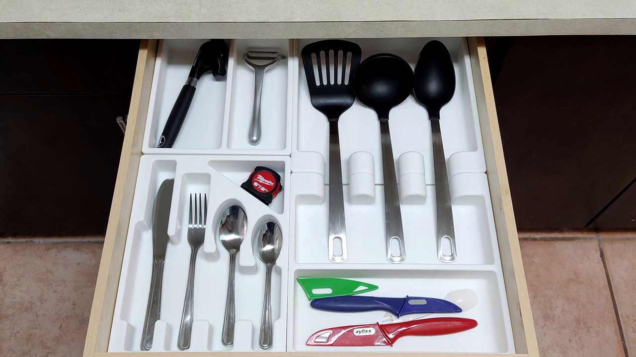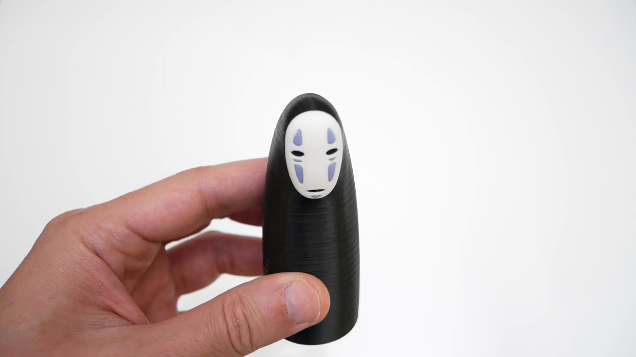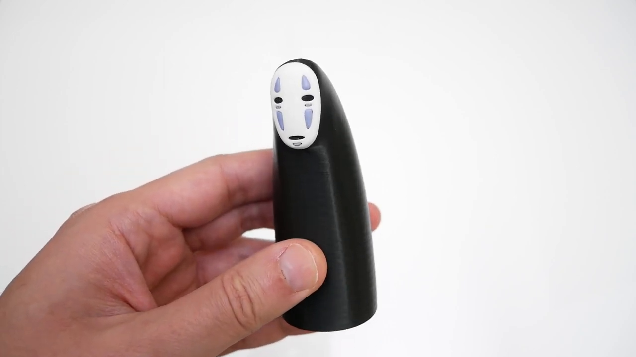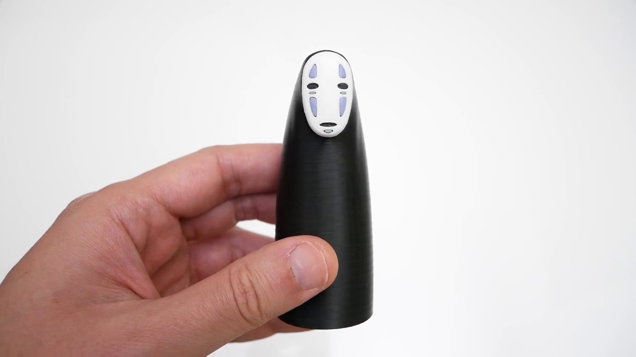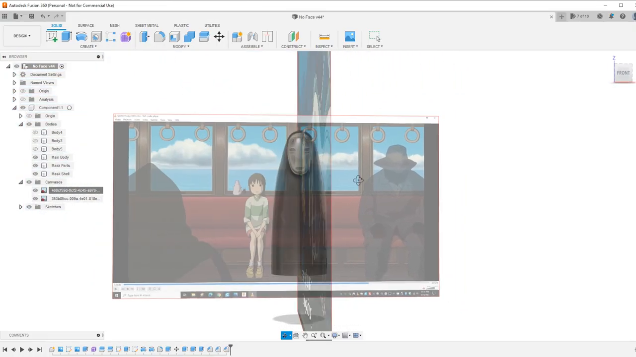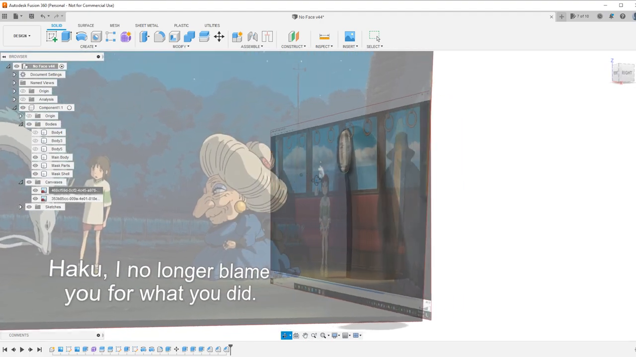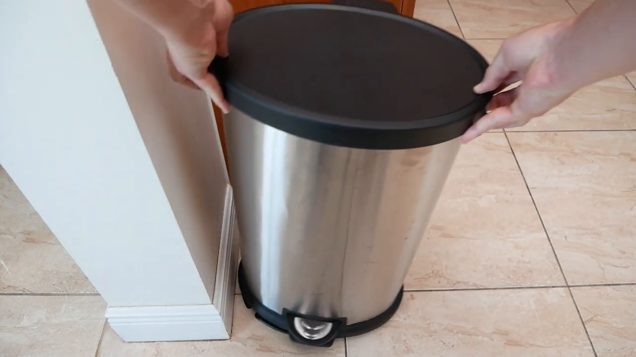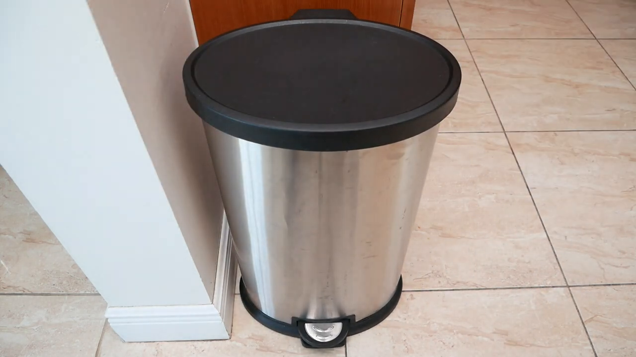Of course, a very popular use of 3D printers is to make small figures for decoration. So far, I only made this one from the movie Spirit Away. Somehow, I cannot find a figure like this with the right proportions. That's why I had to make it by myself. If you're annoyed by a trash can that moves around, using a simple base with double-sided tape can solve that problem.